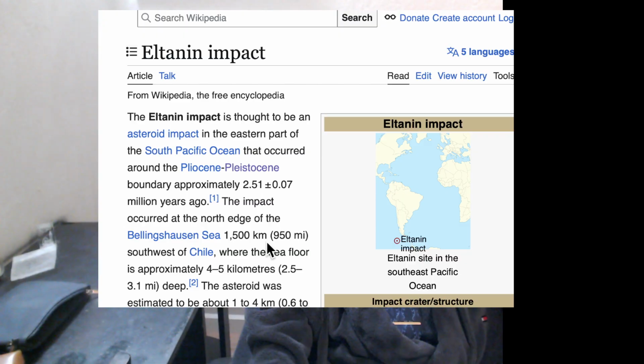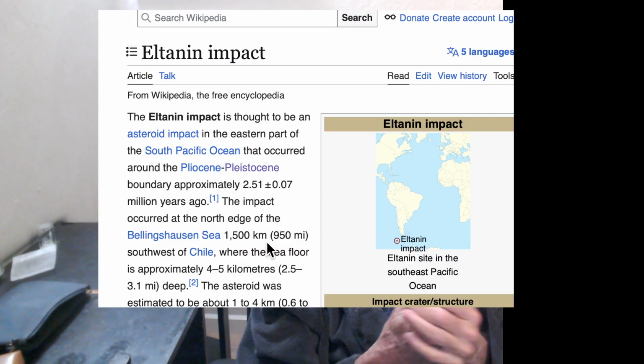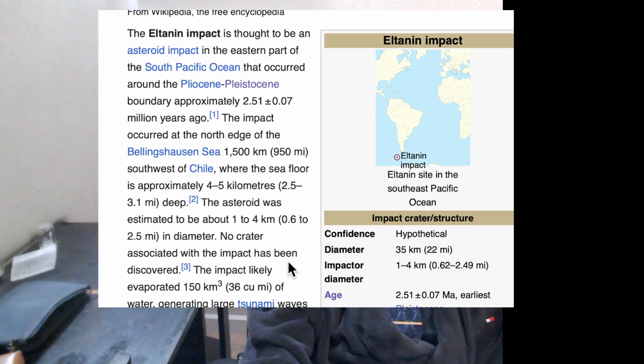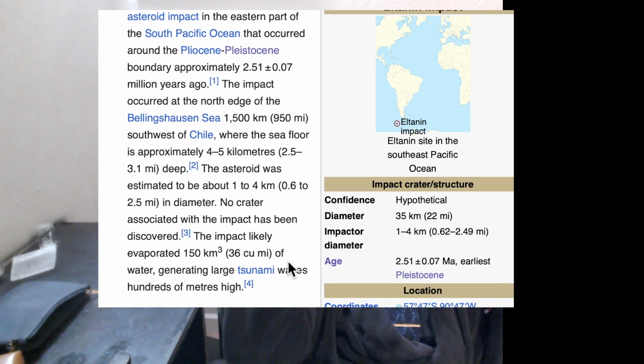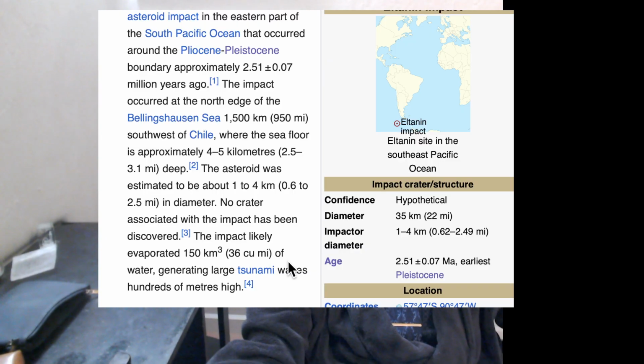So this is more recent yet. It's only 2 million years ago. The Chicxulub is dated to 66 million. This is only 2 million, but it's much larger. Actually, no, it's not. The asteroid was estimated to be about 1 to 4 kilometers. The Chicxulub is more like 10 to 15, much bigger. So this is 1 to 4 in diameter. No crater associated with the impact has been discovered. Wow, I didn't know that.